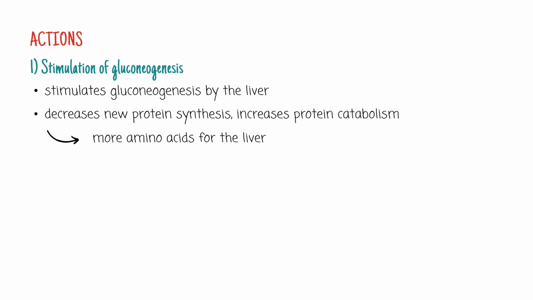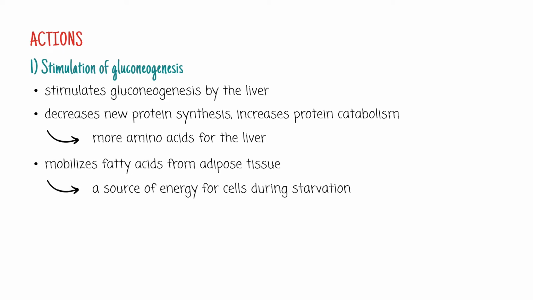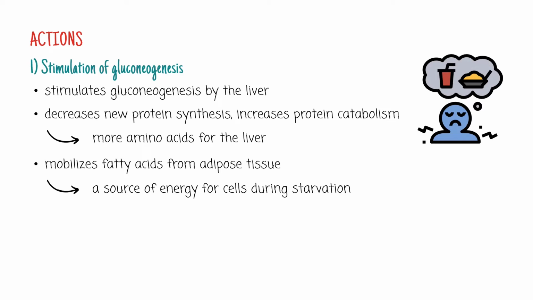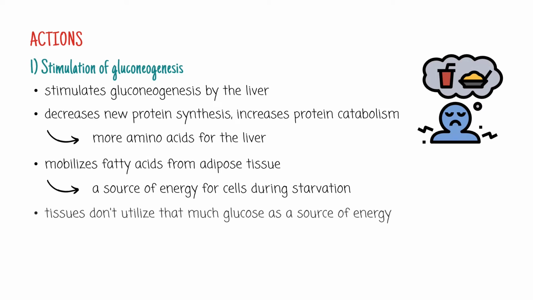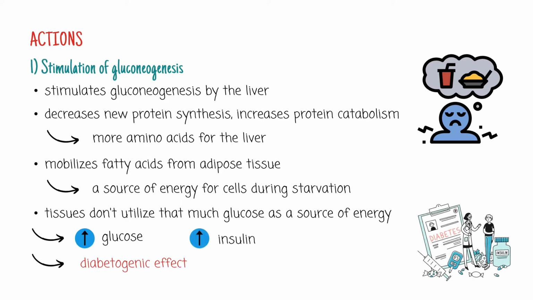Cortisol also mobilizes fatty acids from adipose tissue so that they are then available in plasma as a source of energy for cells instead of glucose during starvation or stress. It also decreases the glucose utilization by tissues, so in other words, tissues don't use that much glucose as a source of energy. All of this leads to increased levels of glucose, which stimulates the secretion of insulin, and we get something called the diabetogenic effect.